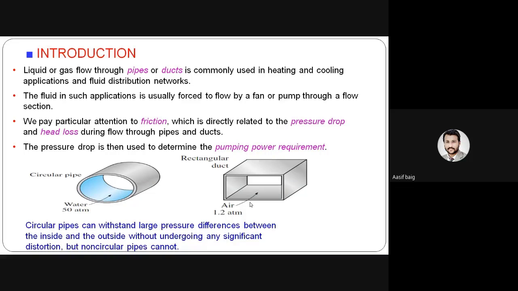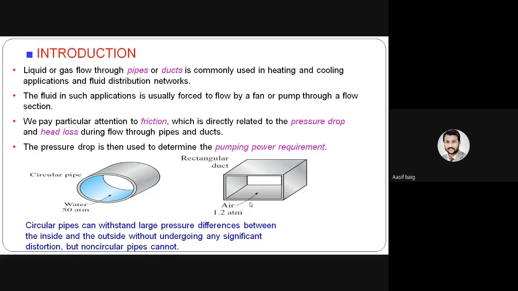So we are talking about the liquid or the gaseous flow through the pipe or the ducts, which is commonly used in heating and cooling applications and fluid distribution network. The fluid in such applications is usually forced to flow by a fan or pump through a flow section. We pay particular attention to friction. So here the friction word is highlighted, because due to this friction there are the losses in head and the pressure is dropped. So while calculating the pumping power requirement, we have to study about the pressure drop and the head losses, which is due to the friction.